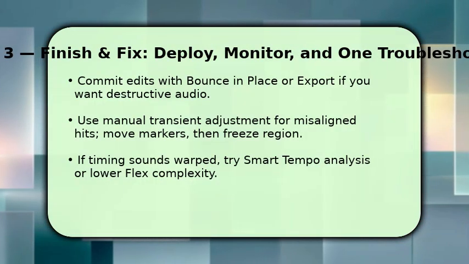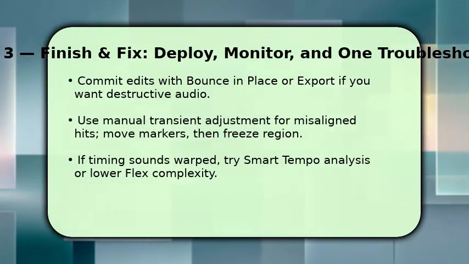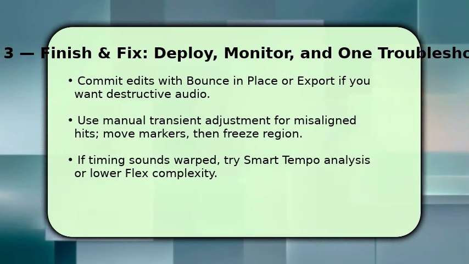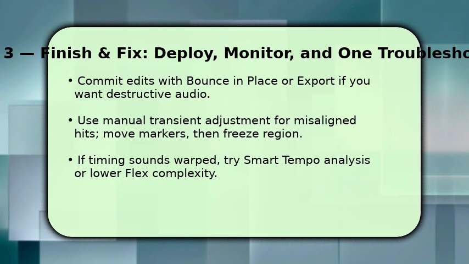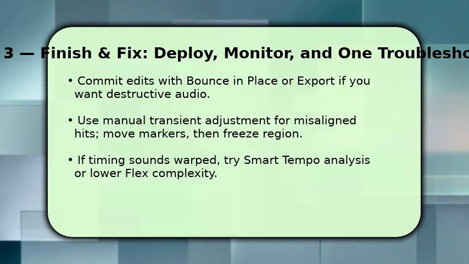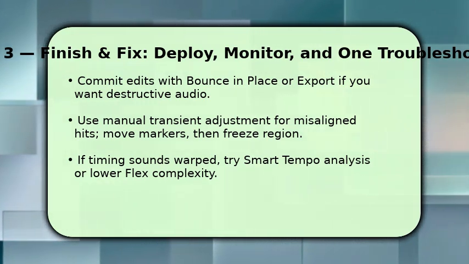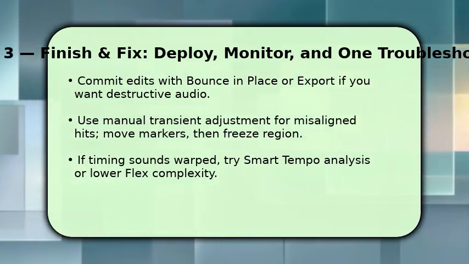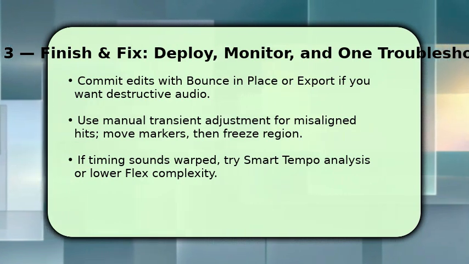To finish, commit your edits. Bounce in place or export to make quantized audio permanent, and save a duplicate if you want an original backup. If a few hits still feel off, manually drag transient markers or split and nudge regions. This surgical approach fixes outliers without requantizing everything.